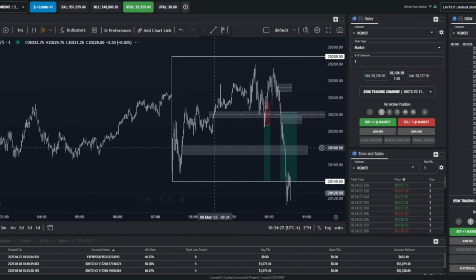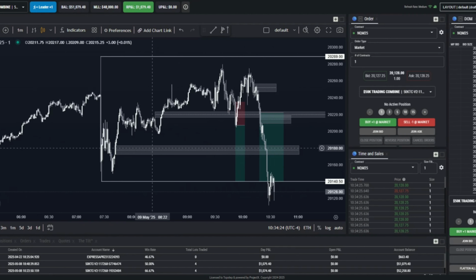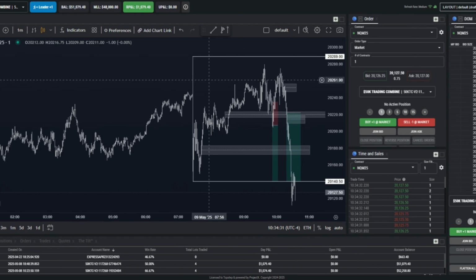We were rallying up from Asia and from London. I have this 1 minute bullish FVG right here, and I have this 5 minute bullish FVG around here. There's a couple PD arrays around here, but I'll break them down to you guys as I go.